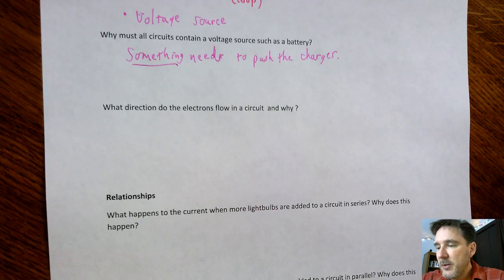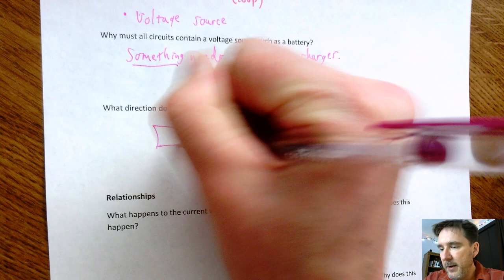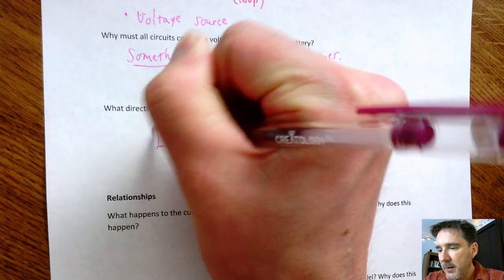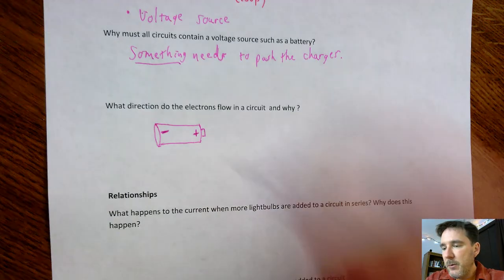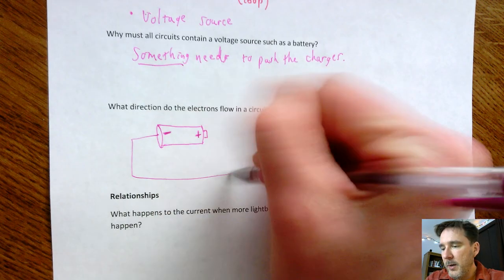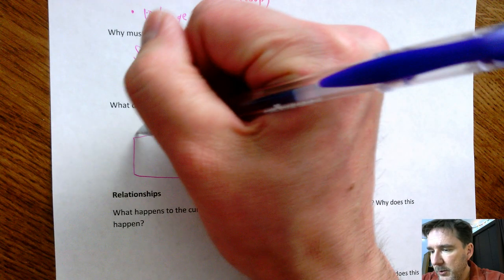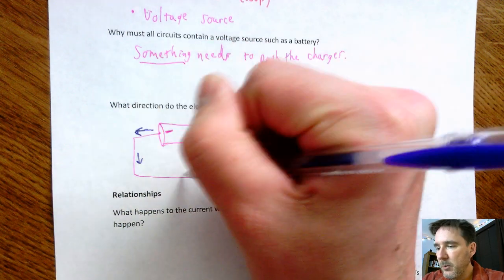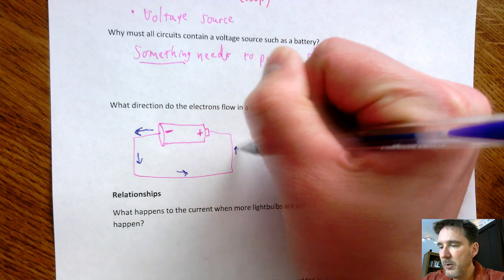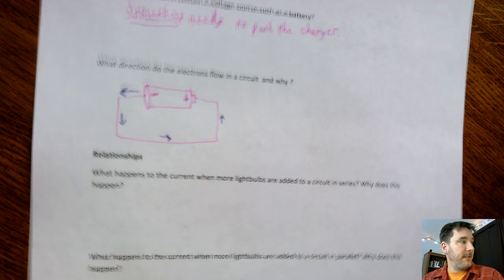What direction do electrons flow in a circuit, and why? I'm going to draw a picture of a battery with a positive end and a negative end. I'll have my negative end here and my positive end here, and I'm just going to draw a little wire. Then I'm going to indicate the direction of the flow. That's a terrible arrow, but okay, kind of works. So the electrons flow from the negative end to the positive end.